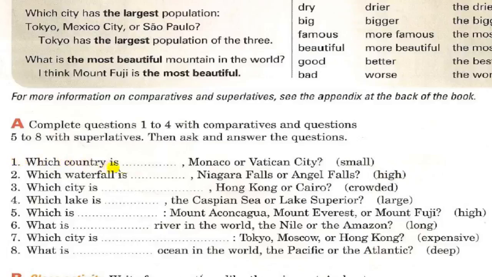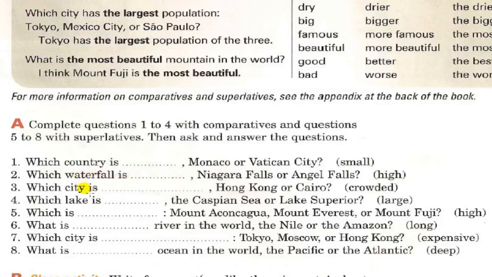1. Which country is Monaco or Vatican City? Small. Smaller. Which country is smaller, Monaco or Vatican City? 1, smaller. 2. Which waterfall is Niagara Falls? High? ER, higher. Which waterfall is higher, Niagara Falls or Angel Falls?